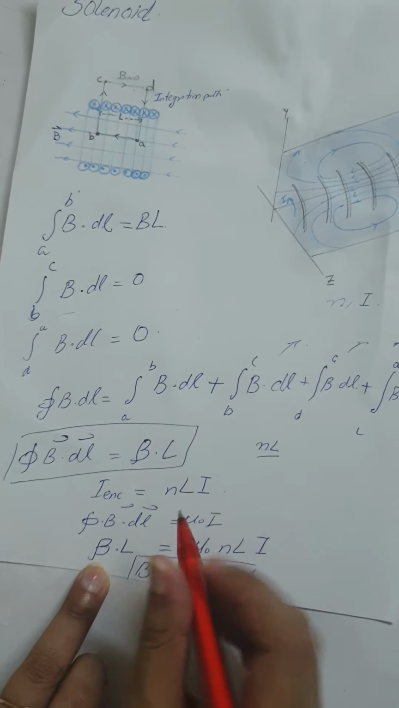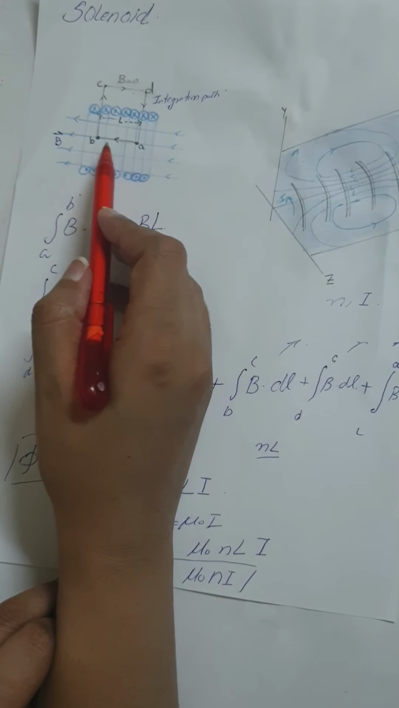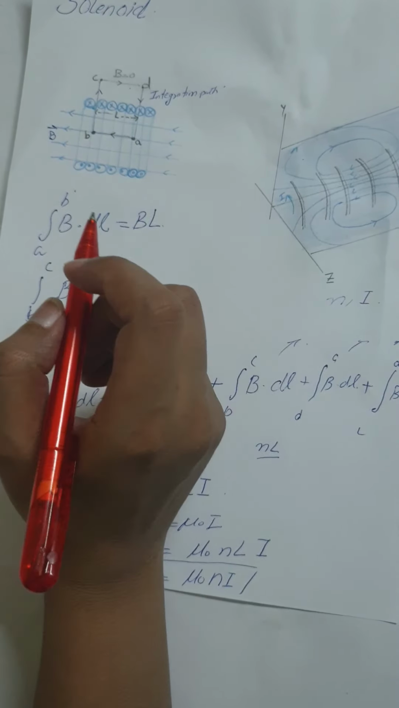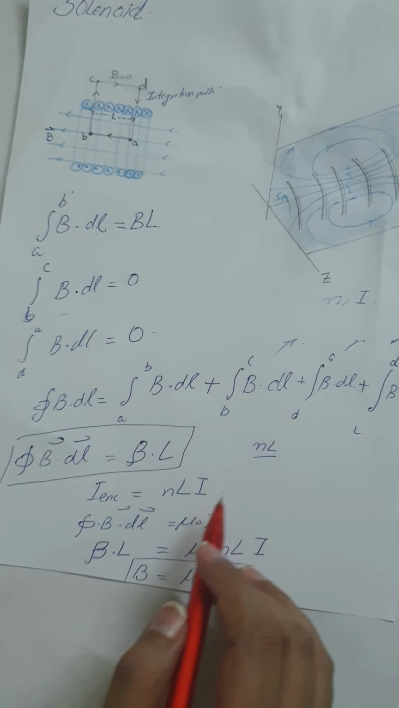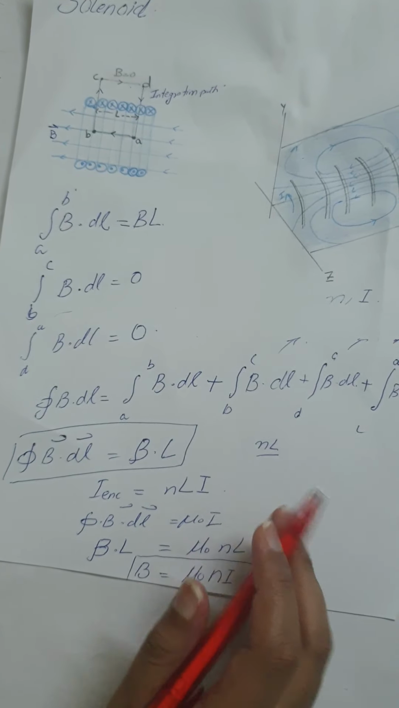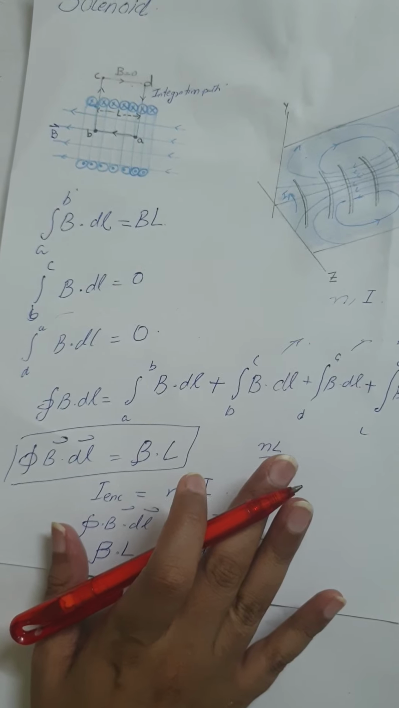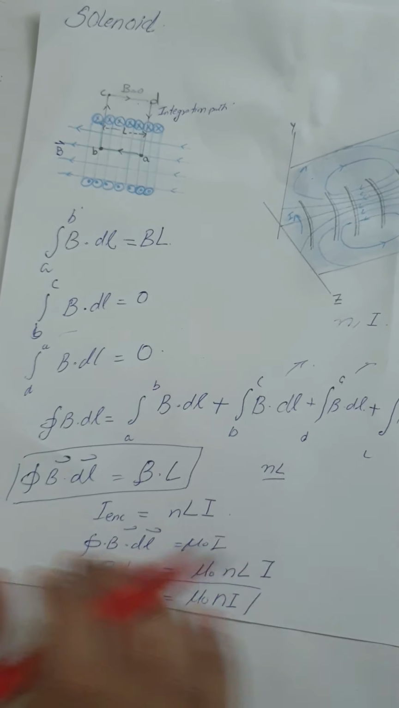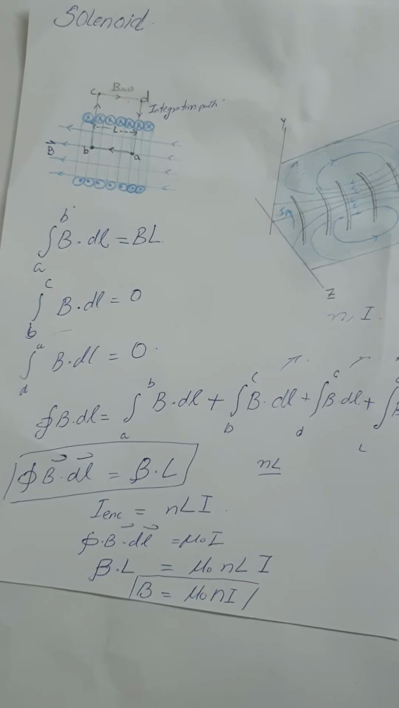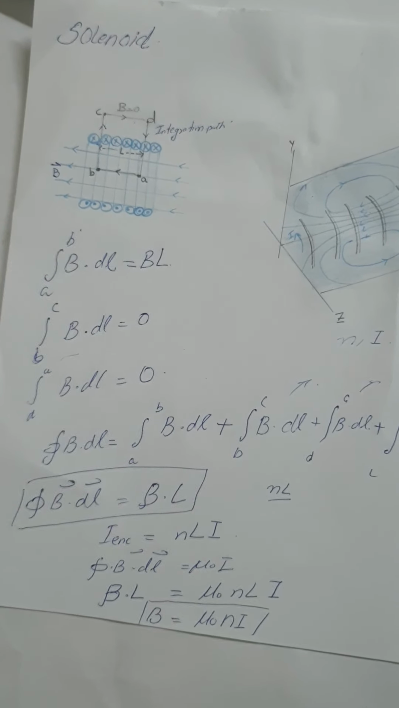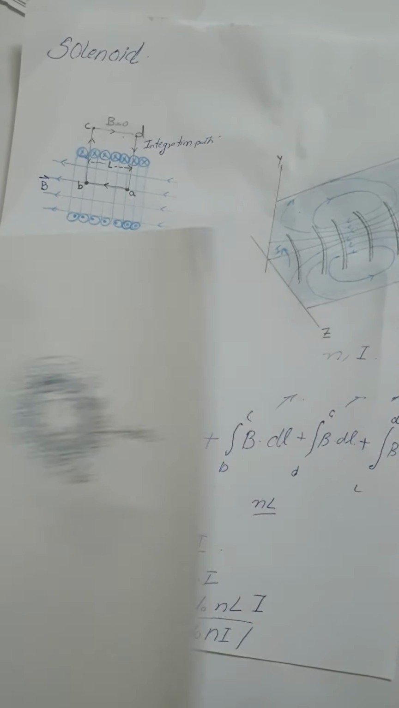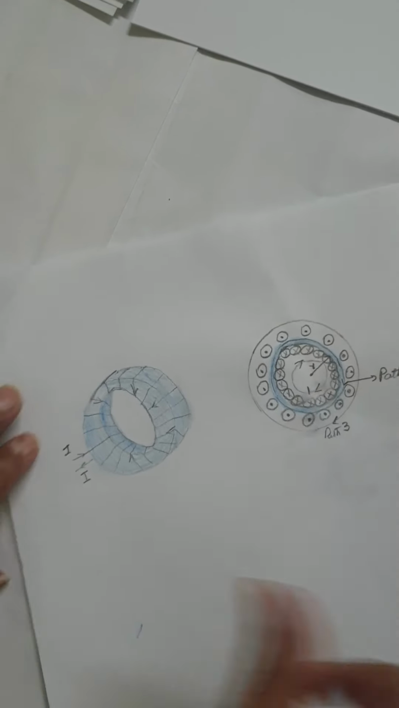Side AB need not lie on the axis of the solenoid. So this calculation also proves that the field is uniform over the entire cross section at the center of the solenoid. Now let's discuss another application of Ampere's law, which is the toroid.